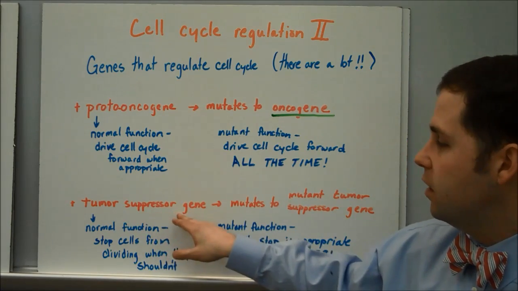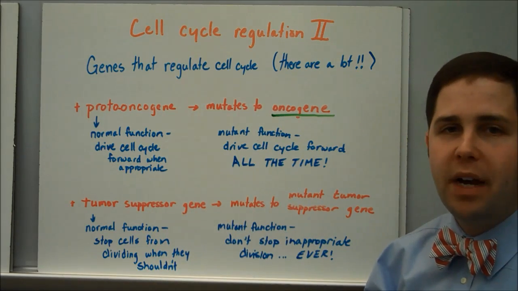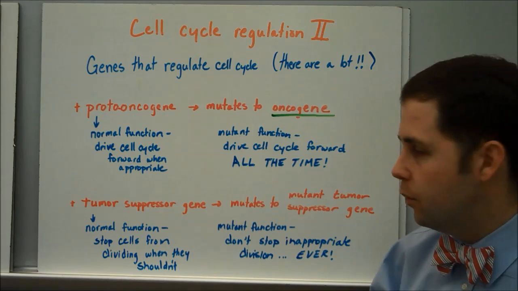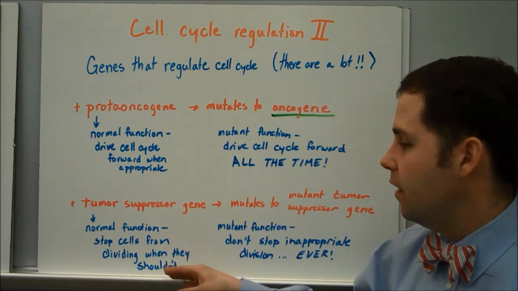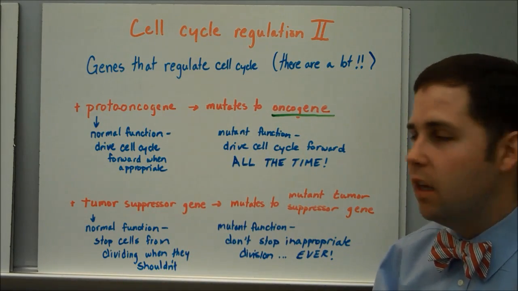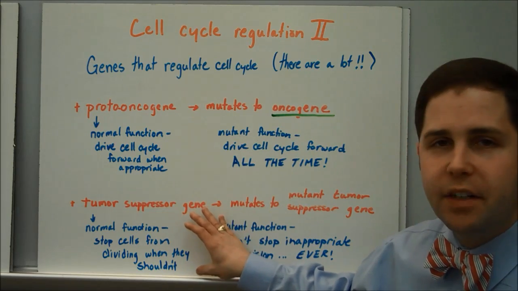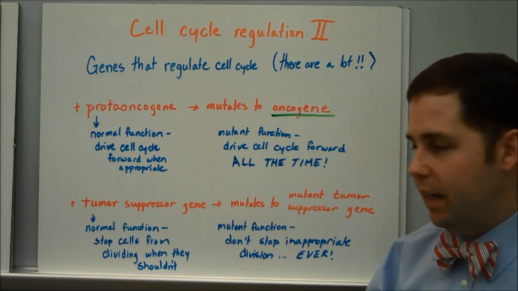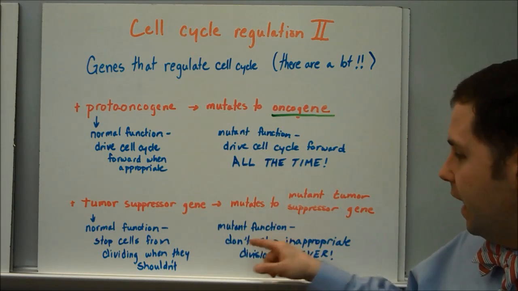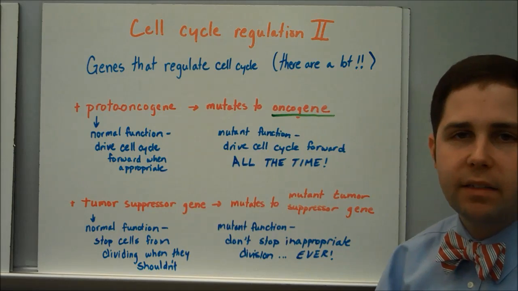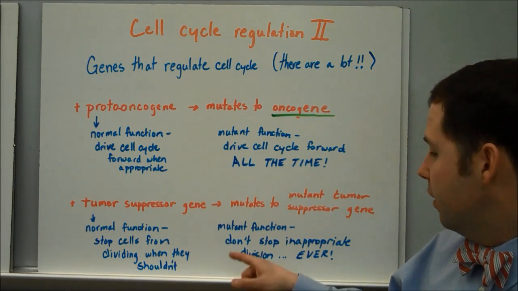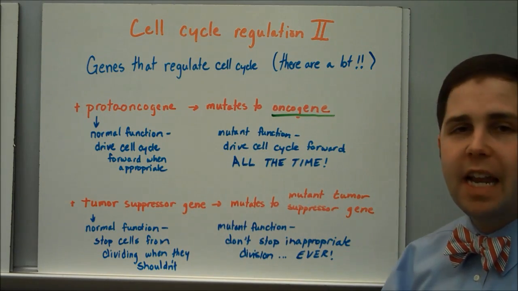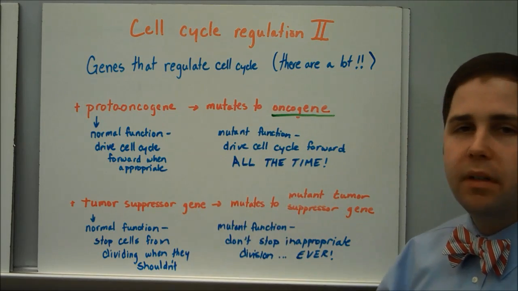So the normal function of a tumor suppressor gene, as you can imagine, is to suppress the formation of a tumor, or actually to stop cells from dividing when they shouldn't. So these are the genes that are in there saying, okay, we're not ready, checkpoint's not met, let's not divide. Now when they mutate, they no longer recognize, for example, that a checkpoint's not met. So they don't stop inappropriate division ever. Once they're mutant, they never stop.